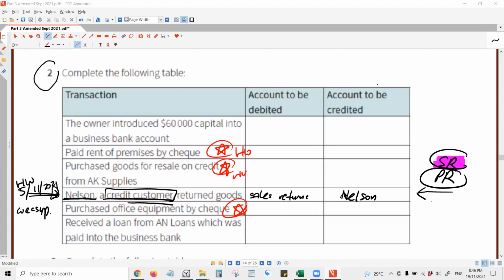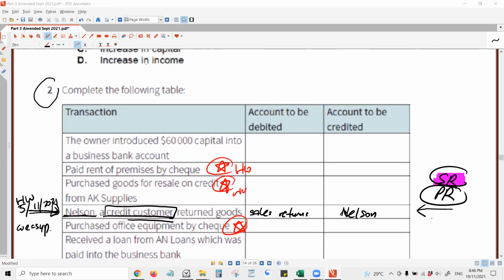Okay, this time you don't have a choice. You have to determine what account to debit and what account to credit yourself. I'm talking about this table. And let me clear off one misunderstanding, a very common misunderstanding in students.